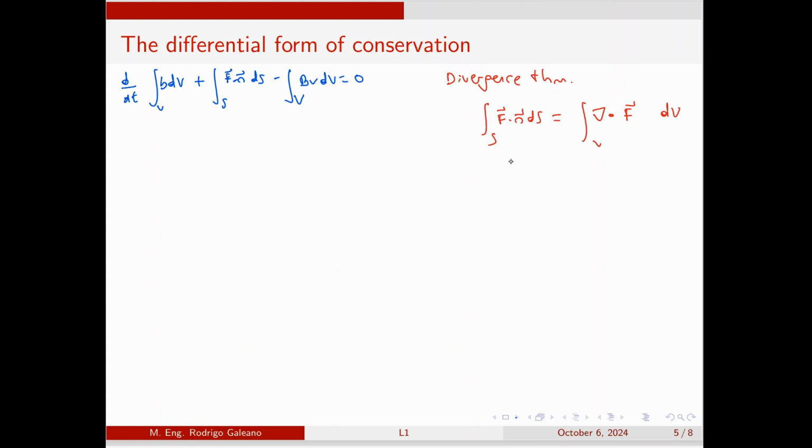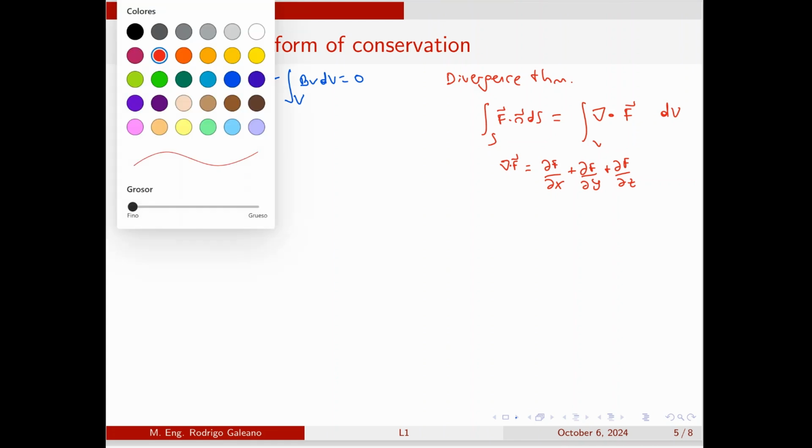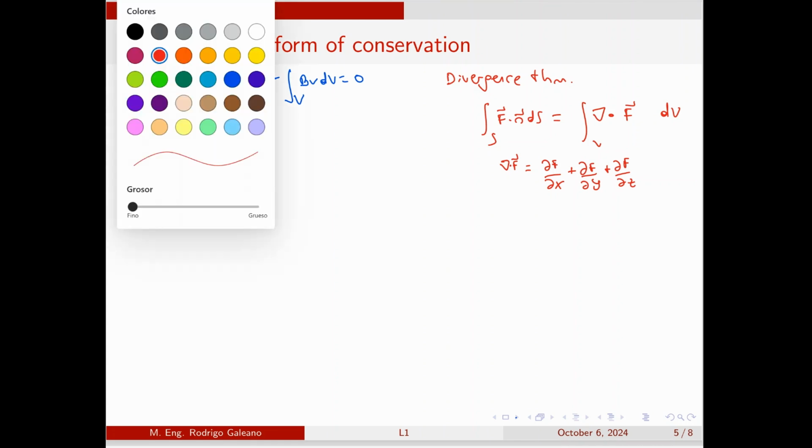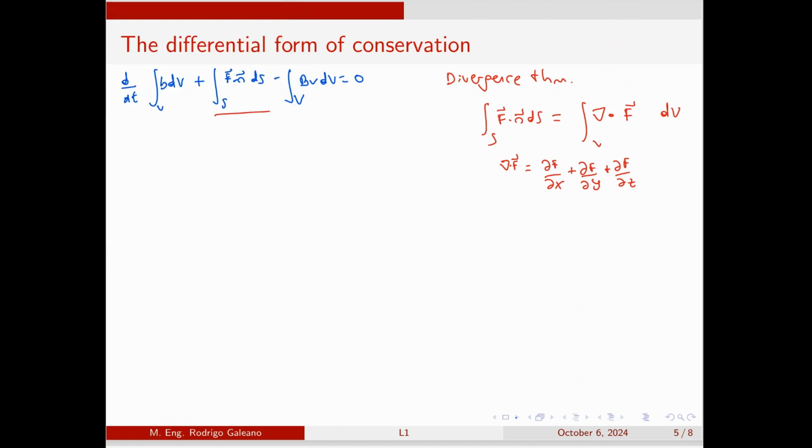The divergence of F is just the partial derivatives of F with respect to each component, dx, dy, and dz. Okay, so this allows us to write this integral in a different form. So let me write the integral form of the conservation equation in the following form.